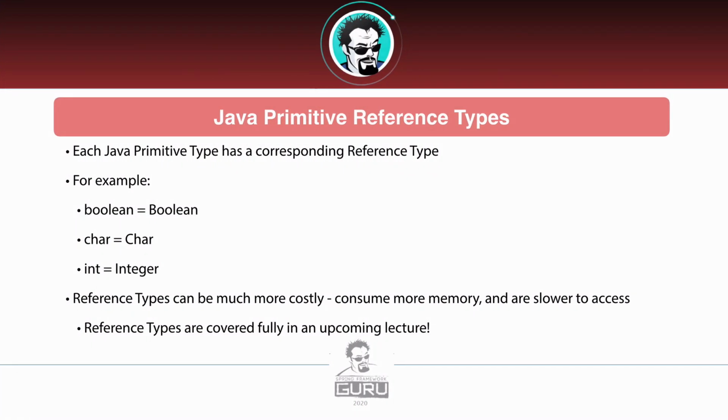Now, the Java primitive types all have corresponding reference types. So for example, Boolean, the all lowercase boolean type, is going to have a reference type, and that just starts off with a capital B. Again, the character, char, that is going to also have a corresponding reference type, and the same with integer, and so on. I think you can see the pattern there. And just remember that the reference types can be much more costly. They can consume a lot more memory and can be slower to access. And reference types, there's a lot of information on those, and we are going to cover that in an upcoming lecture.